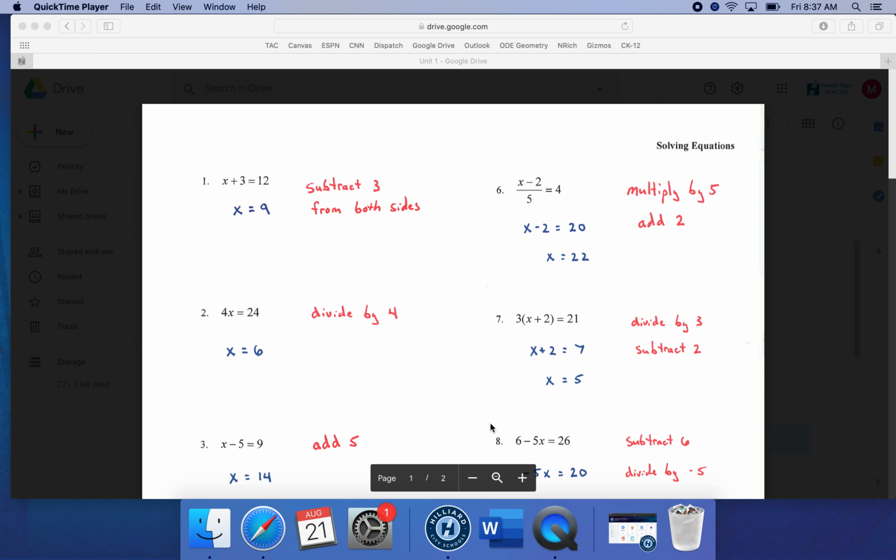I'll take you through the solving equations worksheet, looking at the key, and take some time to describe how I would solve all these equations. So let's just start with number one, x plus 3 equals 12.